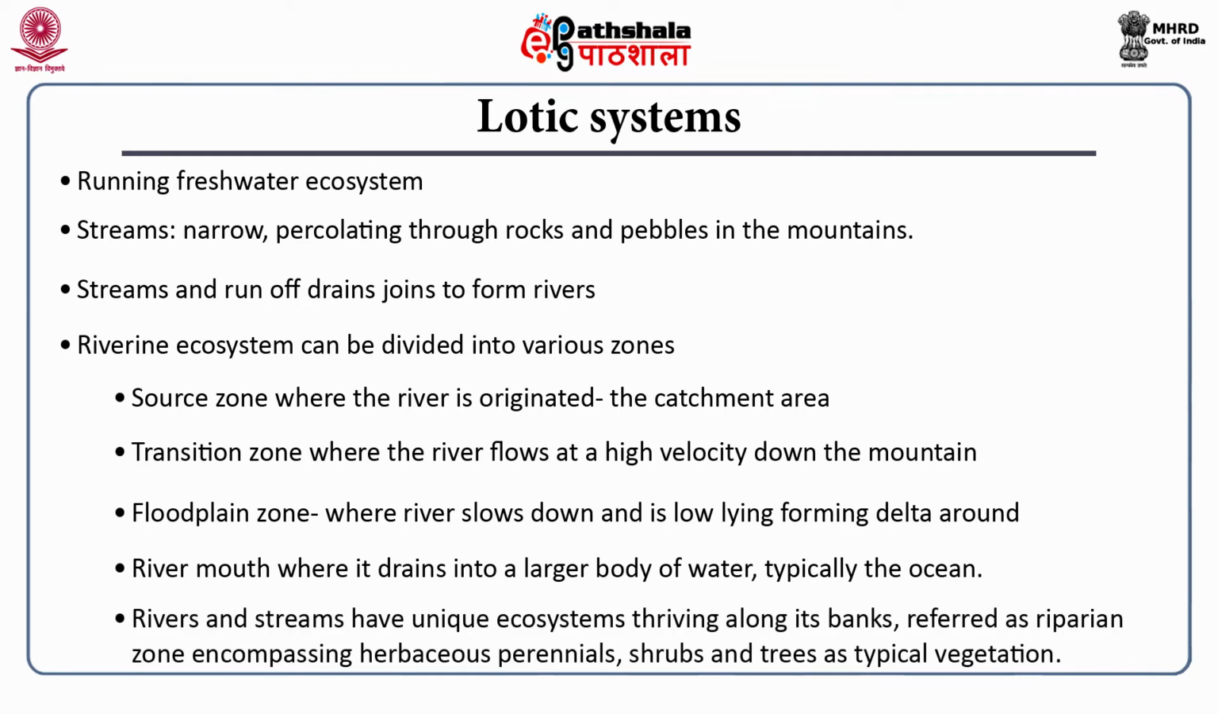Rivers and streams have unique ecosystems thriving along their banks, referred to as the riparian zone, encompassing herbaceous perennials, shrubs and trees as typical vegetation.